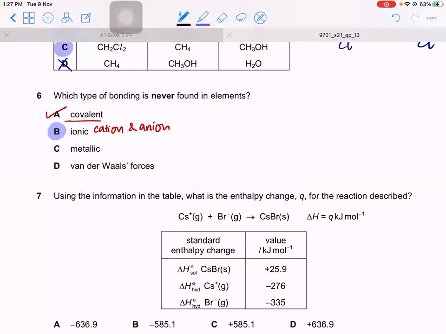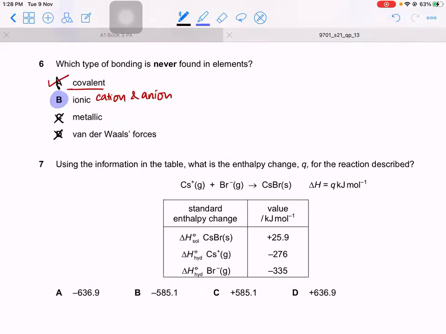Can you have metallic bonds between elements? Yes, between metals. For example, sodium metal with another sodium metal. Which type of bond will this be? Metallic. And can you have van der Waals forces between elements? Yes, you can also have van der Waals forces. So not this, not this, not this. Answer is B. Because for B, you need ions, not elements.